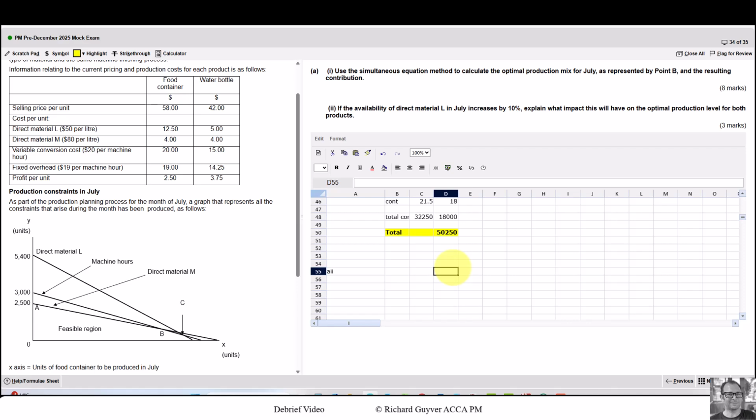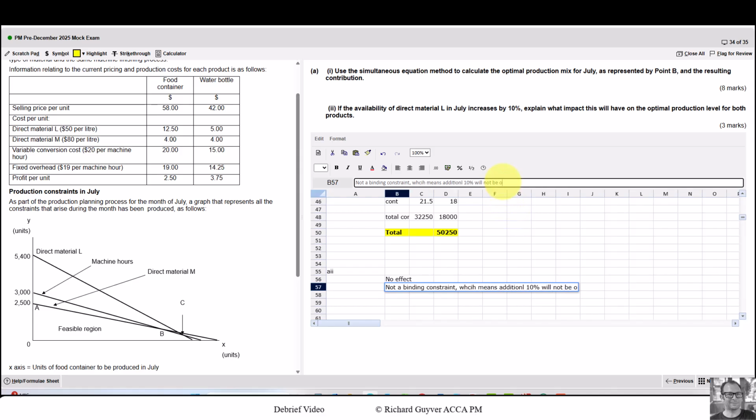What do 3 marks look like in my mind for this? So I think the first mark is no effect. I think if we say it will have no effect, that may get a mark. I think there's probably a generous allocation here. Then we need to say why. And the reason is because it's not a binding constraint. What does that mean? Which means additional 10% will not be of benefit. So I've definitely got 1 mark there. I may have got the second mark. It's a bit hard to know. Definitely haven't got 3 marks.